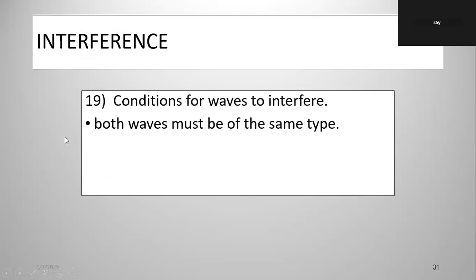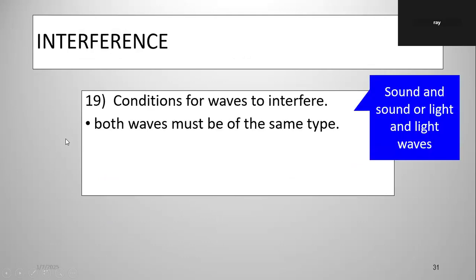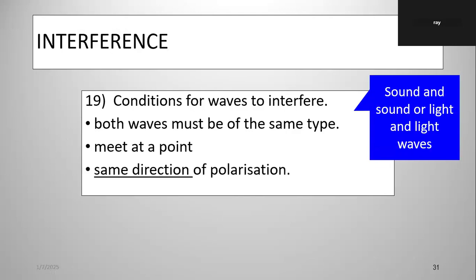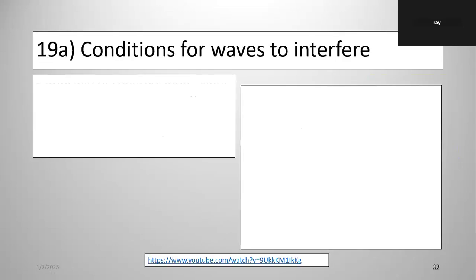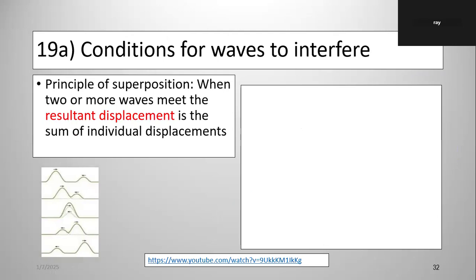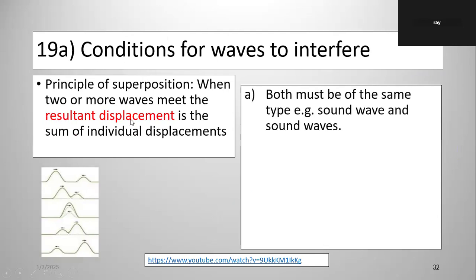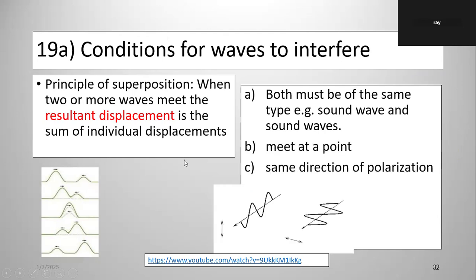Condition for waves to interfere: both waves must be of the same type. That means sound wave and sound wave, light wave and light wave, meeting at a point, with the same direction of polarization. That means the same plane of vibration. That one you have done already. Principle of superposition: when two or more waves meet, the resultant displacement is the sum of the individual displacements. Just repeating, right? These two are not the same direction of polarization anymore.